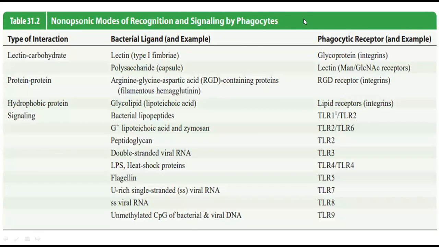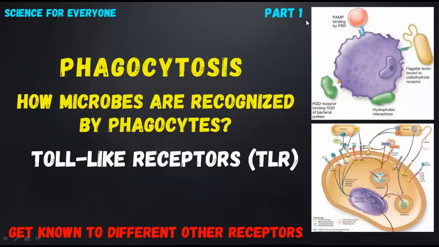This table is a summary of the receptors that I have discussed: the lectin carbohydrate receptor, the protein receptor, hydrophobic interaction, and the signaling. This is an informative slide, so you can compare it with TLR1 and TLR2, which detect the bacterial lipopeptides, and different other TLRs detect certain types of proteins. So this was all about how microorganisms are recognized by phagocytes.